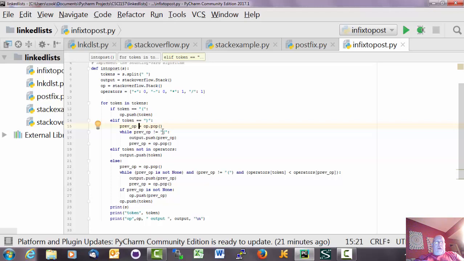And then we're going to keep doing that until we get to the left parentheses. As we encounter operators in the token, we push those onto the stack, and in this case we're going to start popping them off the stack. So we keep popping until we come to the left parens, and when we pop an operator, we push it onto the output stack.